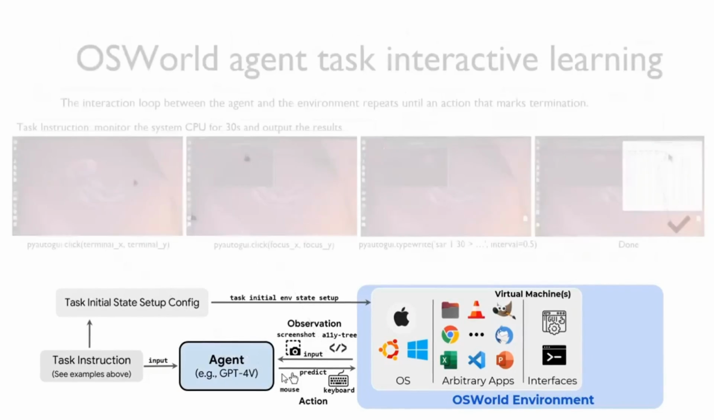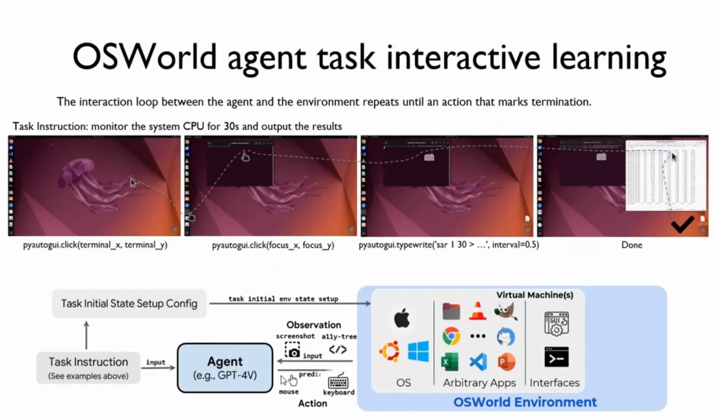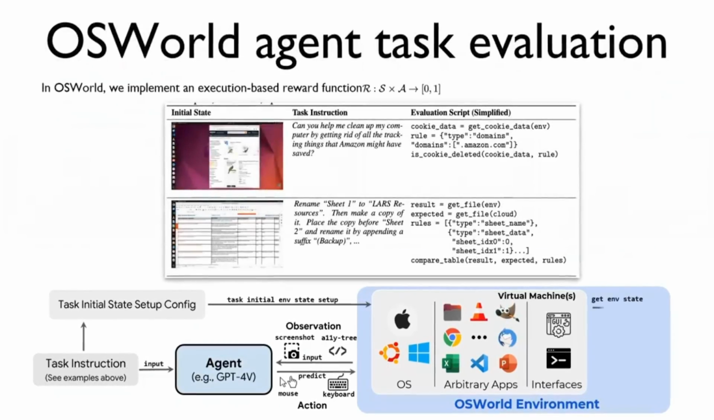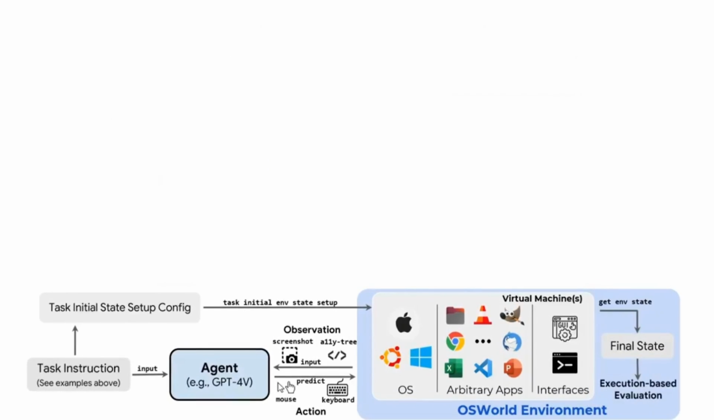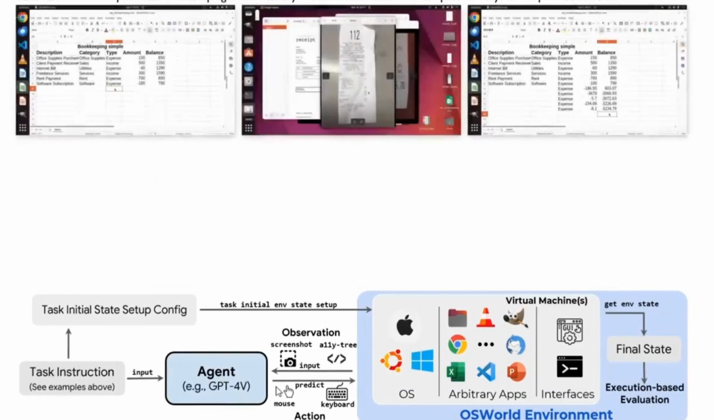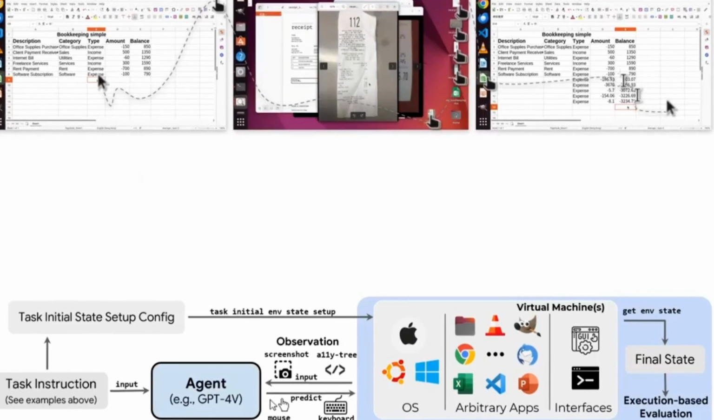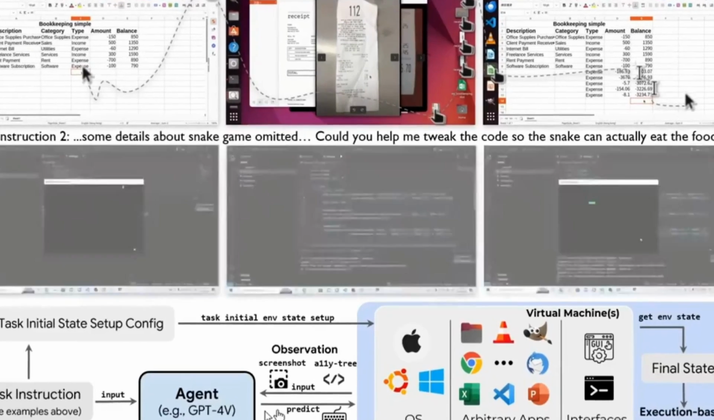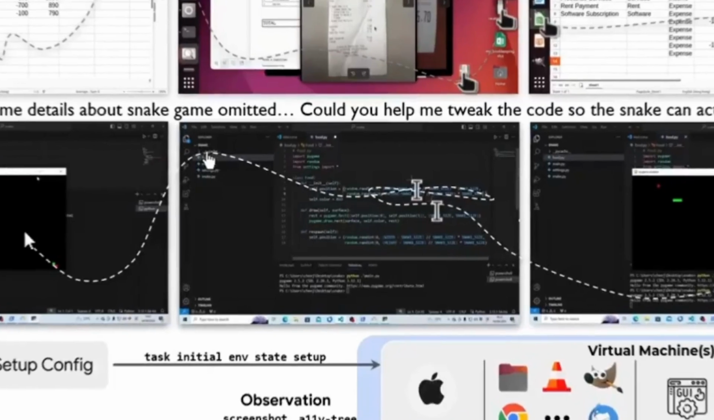For example, it would take the agents deployed by AIOS and it would basically help them with the task setup. It would also help them with the execution-based evaluation, and it would also implement an interactive learning ability to improve the actions of the agents that are being deployed by AIOS. So in simple terms, you're basically using OSWorld to improve the quality of the agents that are deployed.